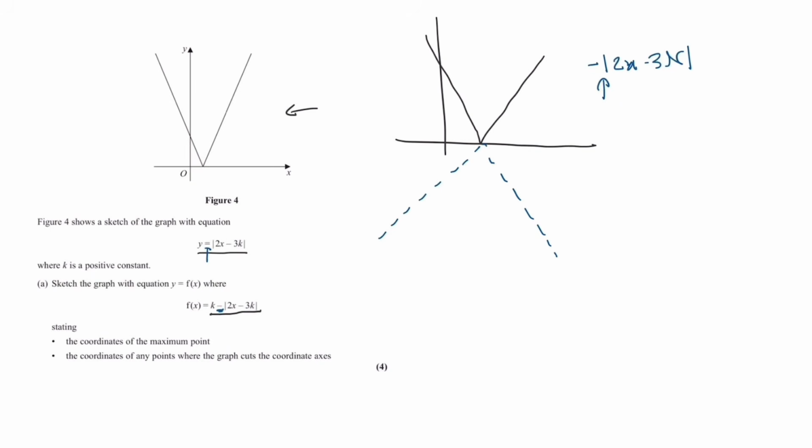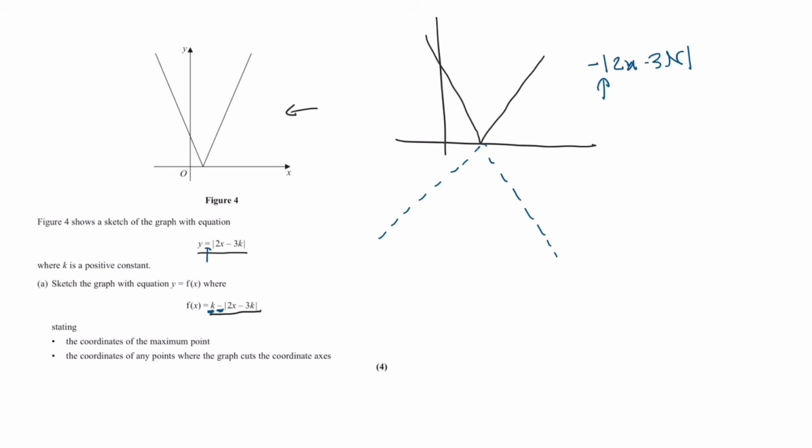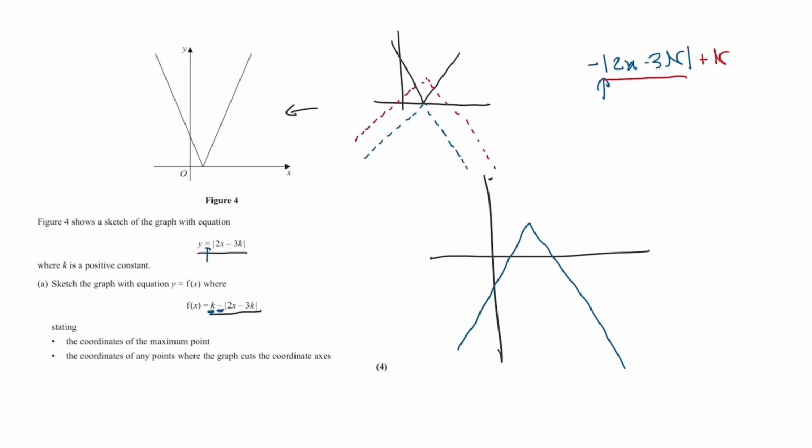Now let's try and get to our full graph, which means we just need to add this k on. If we add k, then what we are essentially doing is translating this blue graph k units upwards. So our final graph is going to look something like this. Now I'm just going to draw it properly. So our translated graph is going to look something like this. So we'll just write this is f of x, and this is the x-axis.